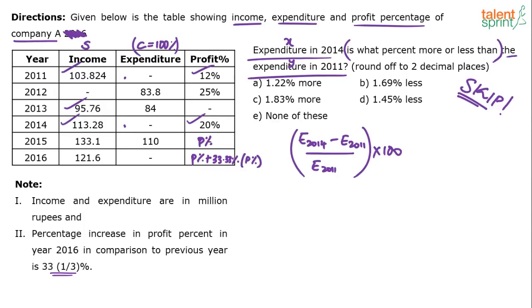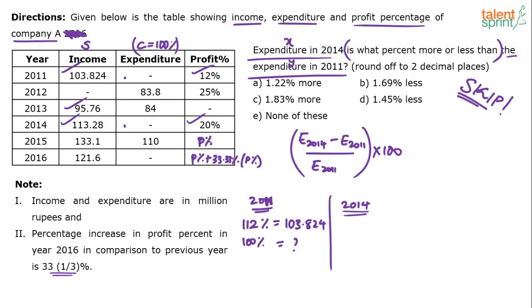So what can we say here? For the year 2011, 100% plus 12%, 112% is equal to 103.824, the selling price, right? 100% is equal to what? Cross multiply. This is nothing but expenditure of 2011. The other calculation that you'll have to do is for 2014. What happens in 2014? The profit in 2014 is 20%. If the profit is 20%, selling price should be 120%.